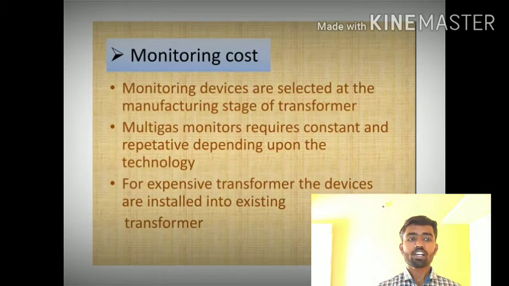A monitoring device on a transformer should only account for a small percentage of the overall value of the unit. For example, installing a multi-gas monitoring device on a 1 MVA transformer might cost more than the transformer itself, so the value of the transformer asset is essential. A single gas monitoring device is less expensive.